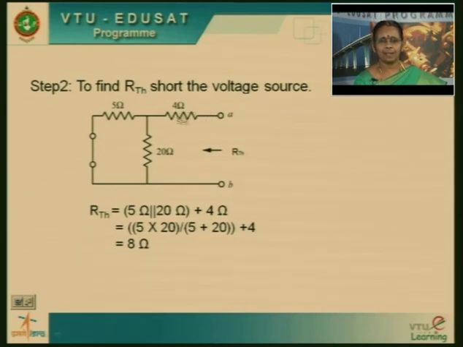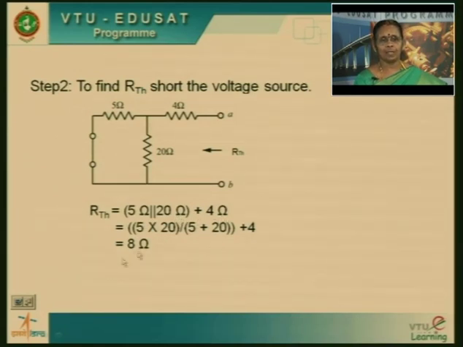When you send a current through the 4 ohm resistor, at this point it finds two paths, one through the 5 ohm and the other through the 20 ohm, so you can immediately say that the 20 ohm resistor and the 5 ohm resistor are in parallel, and together they are in series with the 4 ohm resistor. So R Thevenin is equal to 5 ohms in parallel with 20 ohms, plus 4 ohms.